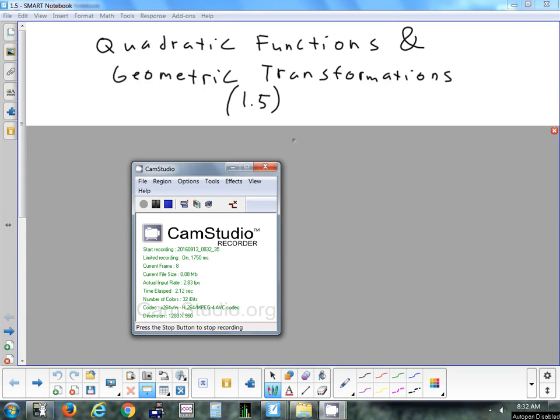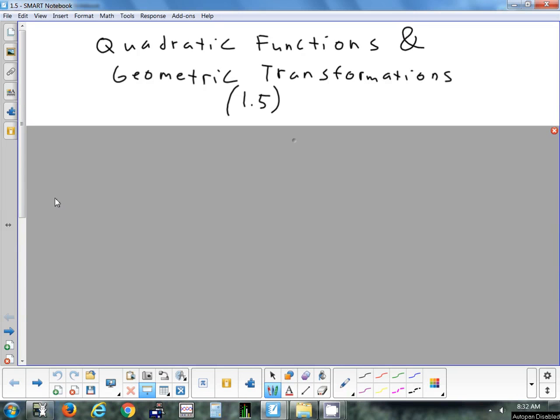Today we're going to look at a different kind of graph. We studied linear functions yesterday. Today we're going to look at quadratic functions. We're also going to take a look at how we can transform them, how we can shift them either up and down or left and right, things like that.